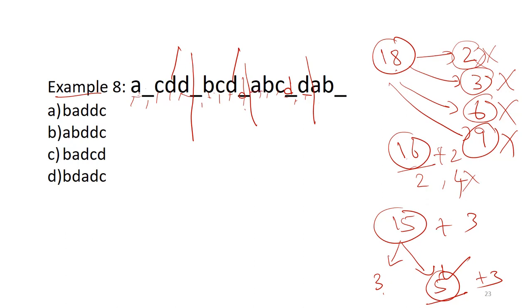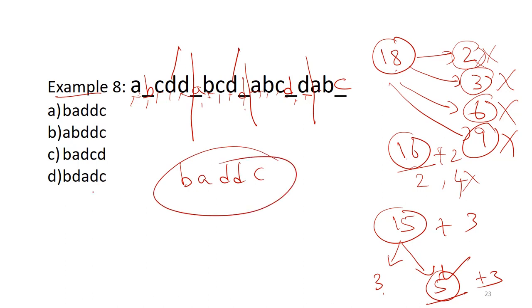First one is A, so A comes here. Second one is B, so B comes here. Third one is C. So my answer is B, A, D, D, C. Option A is my answer.